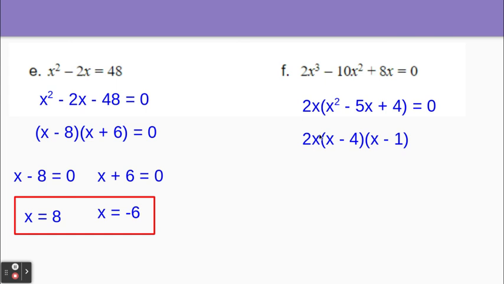All right, this one has 3 factors. Notice this has an x, so we can't ignore that. Set 2x equal to 0, the middle one equal to 0, and then the third one equal to 0. And solve them separately.